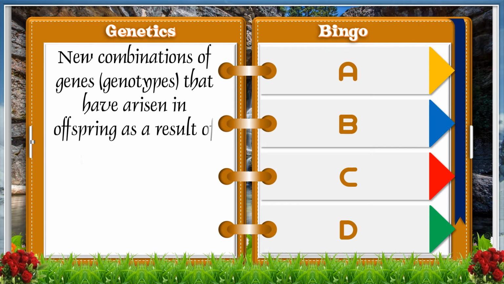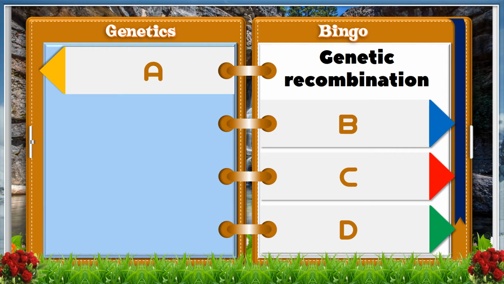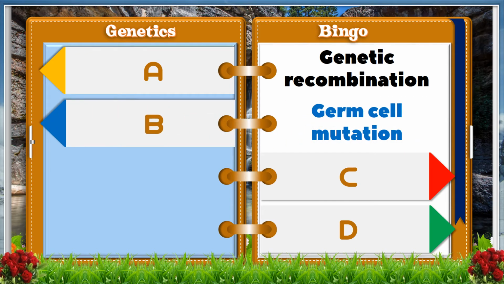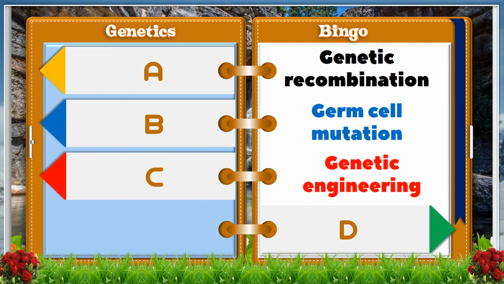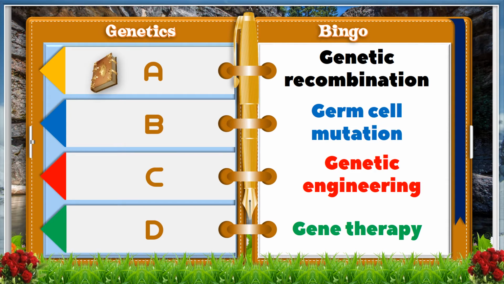New combinations of genes that have arisen in offspring as a result of gene mutation, chromosome mutations, or the use of recombinant DNA technology. A. Genetic recombination. B. Germ cell mutation. C. Genetic engineering. D. Gene therapy. And the answer is A. Genetic recombination.